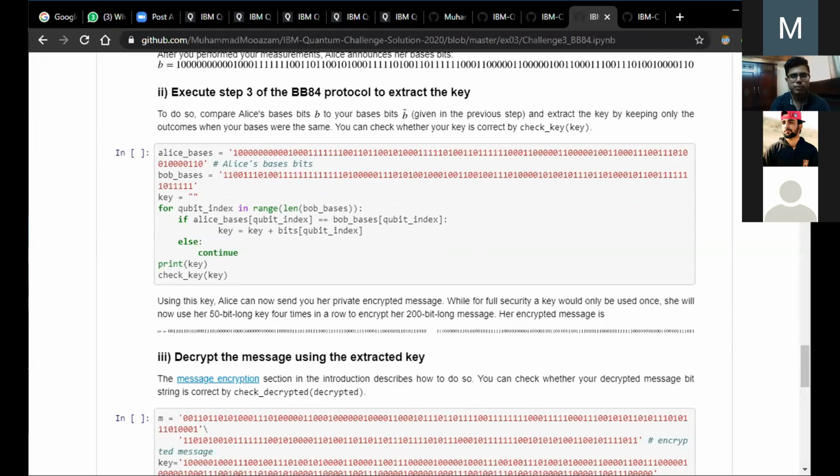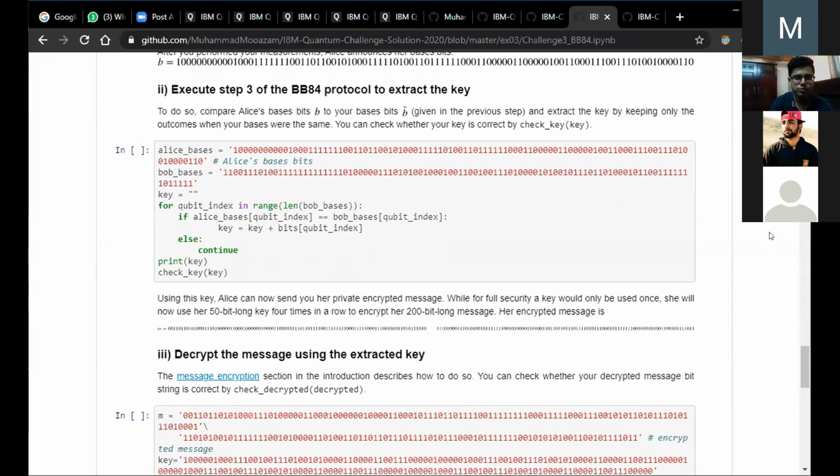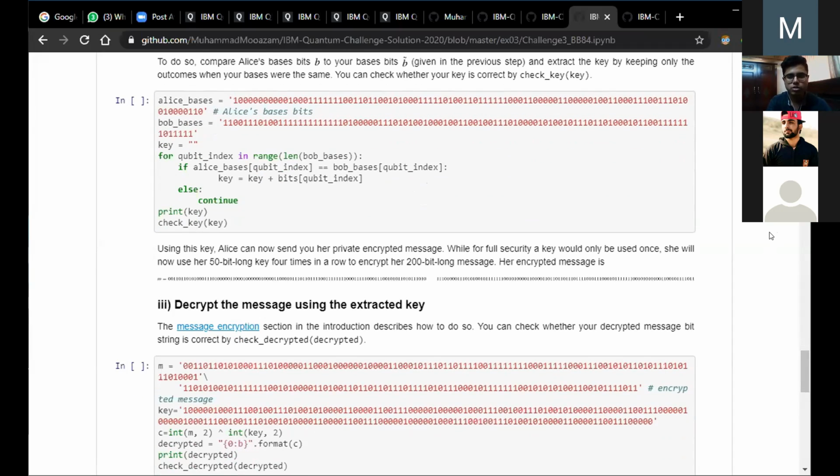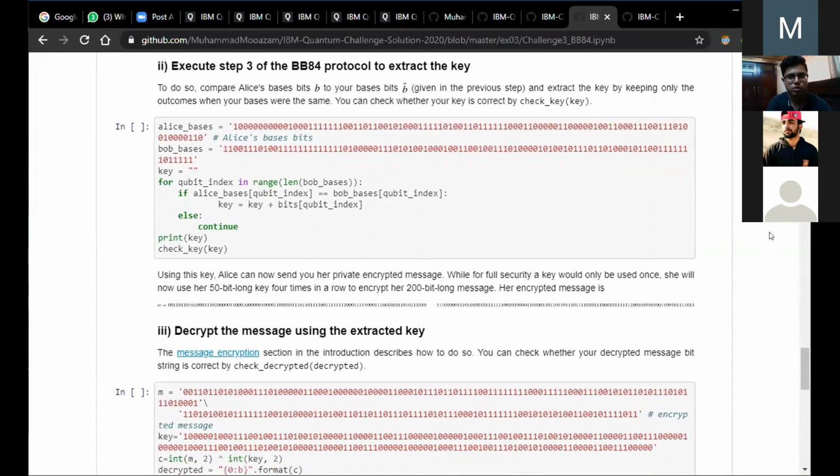What we're gonna compare here is whether Alice basis is equal to Bob basis. If it's correct, then save it in the string key. Otherwise, continue. Then at the end, after comparing all the qubits, we will find a key. We're gonna print that key and check it. If the key is correct, the message shown on the IBM website is congratulations. But here it is not shown because it's our saved repository.